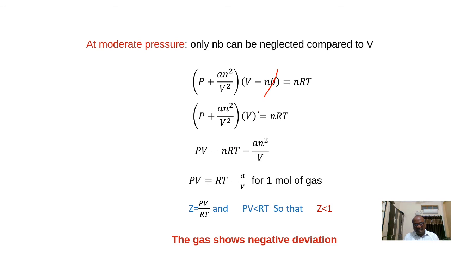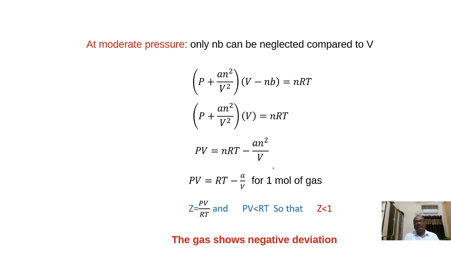an²/V² into V means how much you see? And V gets cancelled. What is the remaining factor you see? an²/V. Means you are shifting this an²/V² into V towards RHS. Clear or not? So PV is equal to nRT minus an²/V.